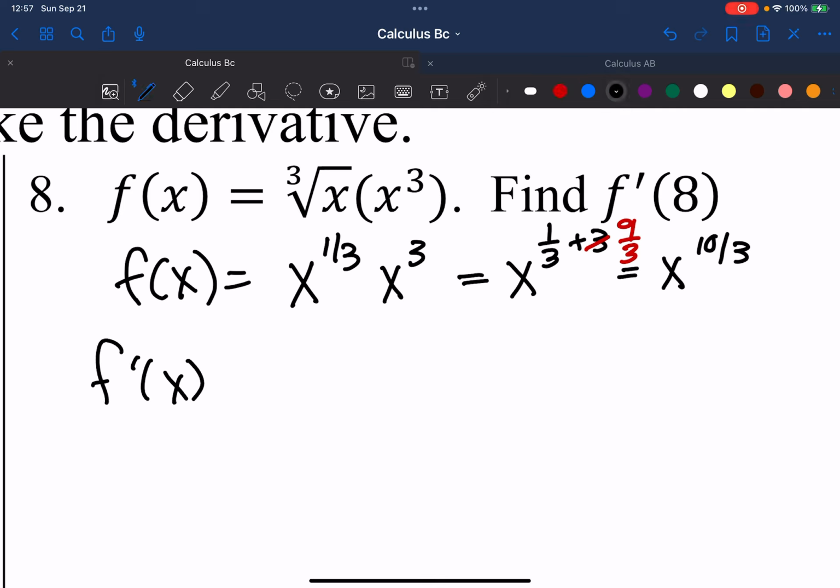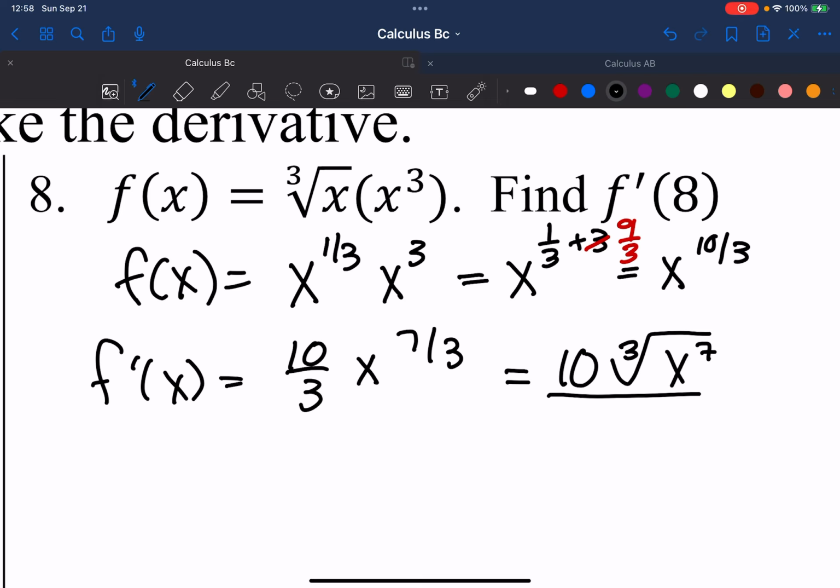Then I take the derivative. So this is going to be 10/3 x to the 10/3 minus 1. 10/3 minus 1 would be 7/3. I would rewrite this so I have the 7/3 in proper notation. I know that x to the 7/3 is the same thing as saying the cube root of x to the 7th power. So this would be 10 times the cube root of x to the 7th power, over 3.